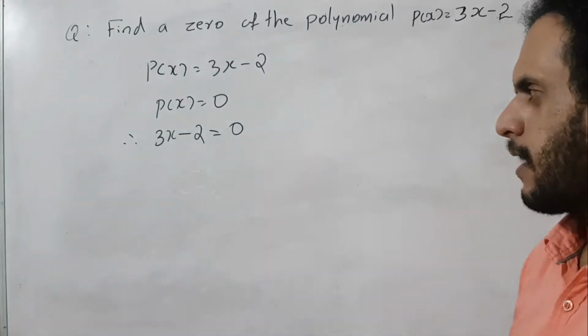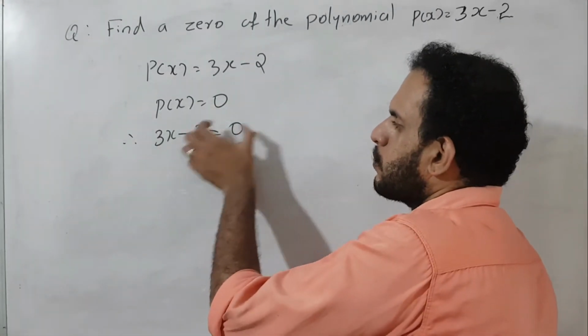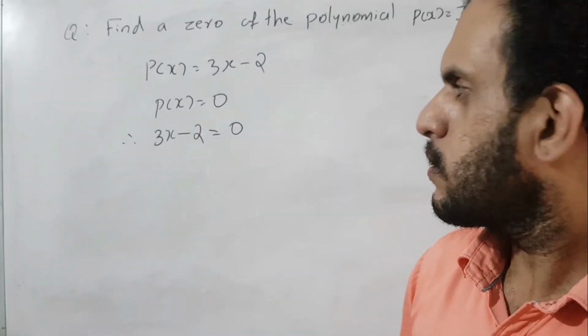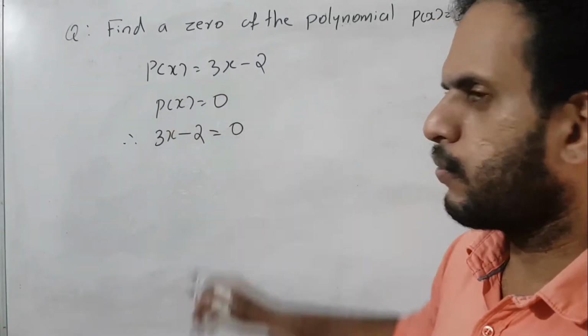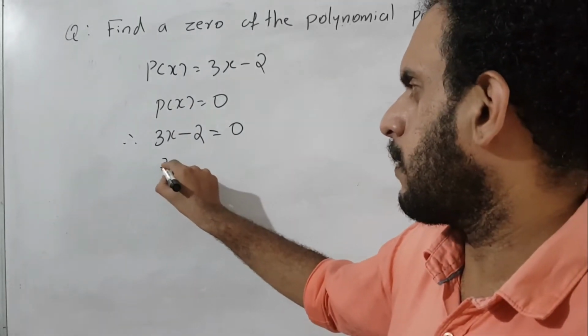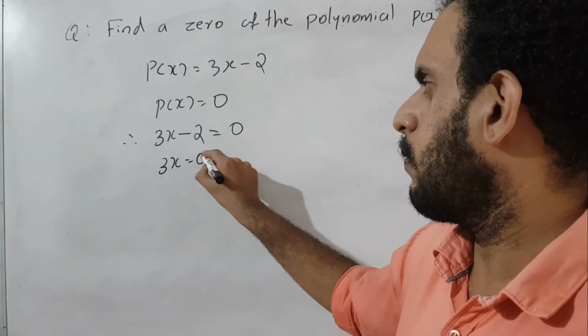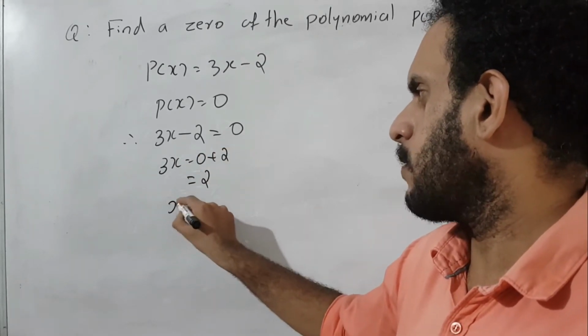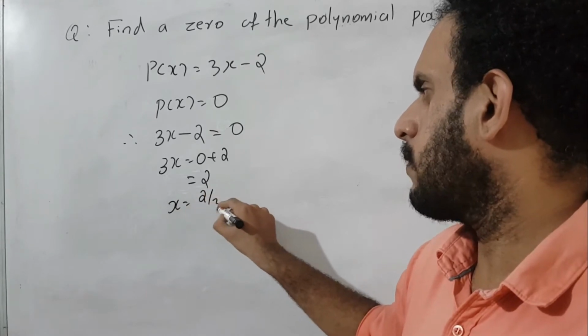Then what is next? Next we transpose first the minus 2 to the right. We first transpose the term without the variable. So we transpose minus 2 to the right. Then what do you get? 3x is remaining. 3x is equal to 0 plus 2. What is 0 plus 2? 2. Therefore, x is equal to 2 by 3.